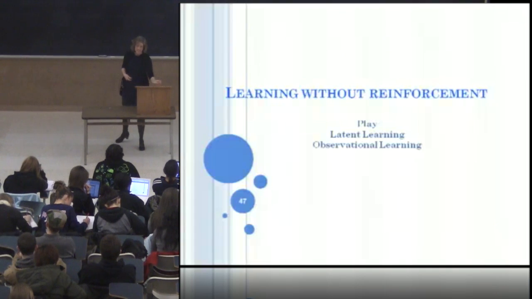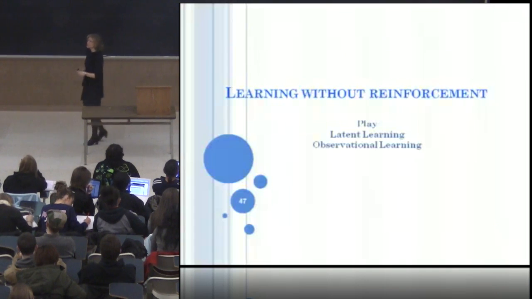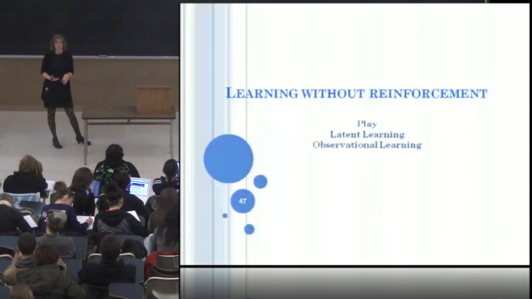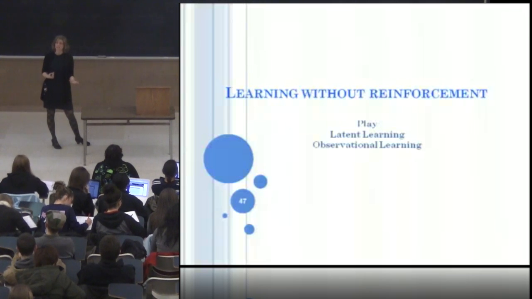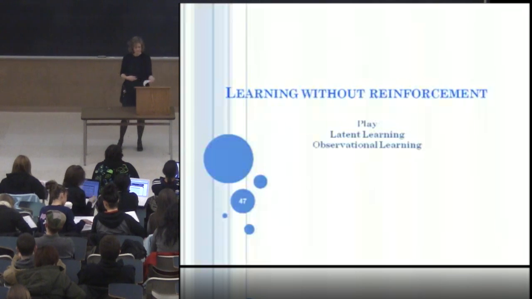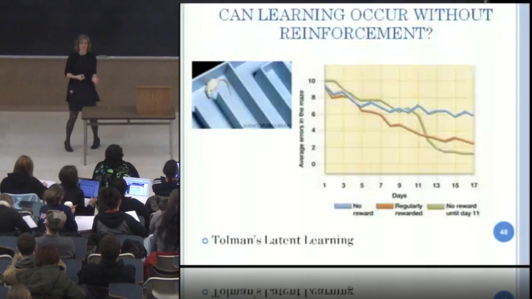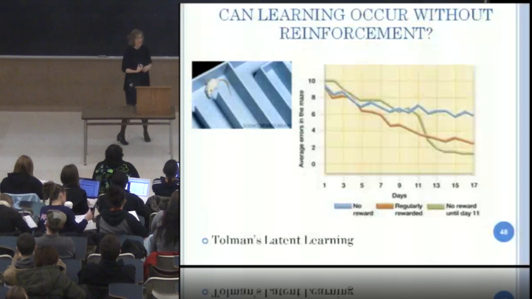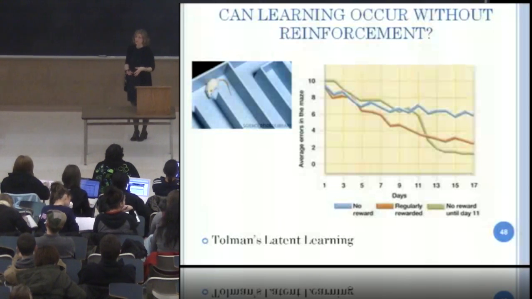Okay, so the last type of learning we're going to talk about is learning that occurs without any reinforcement. Learning that occurs from watching other people. So, can learning occur without reinforcement? Yes, it can. That's the short answer. Learning can occur without any reinforcement.